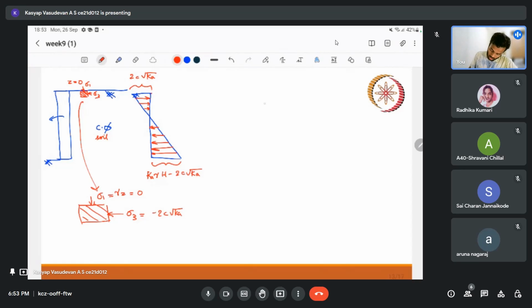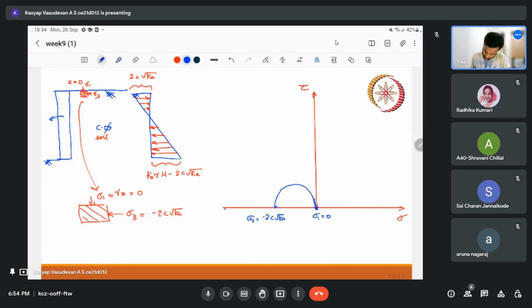So with sigma 1 and sigma 3, how to plot that in my Mohr circle? So let us just assume that this is the Mohr Coulomb surface. Since we are dealing with negative stresses also, I have brought the axis to the middle. So here I have shear stress and normal stress. My sigma 3 is at negative, so this is 2c root ka, and my sigma 1 is at 0. So if I draw a Mohr circle, I'll get it like this. So this is sigma 3 and sigma 1 is equal to 0. So that's how my Mohr circle would look like.